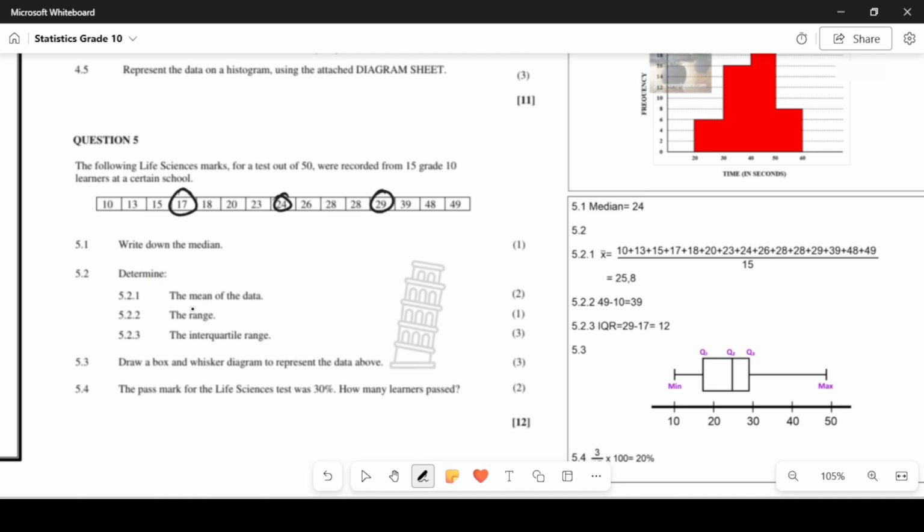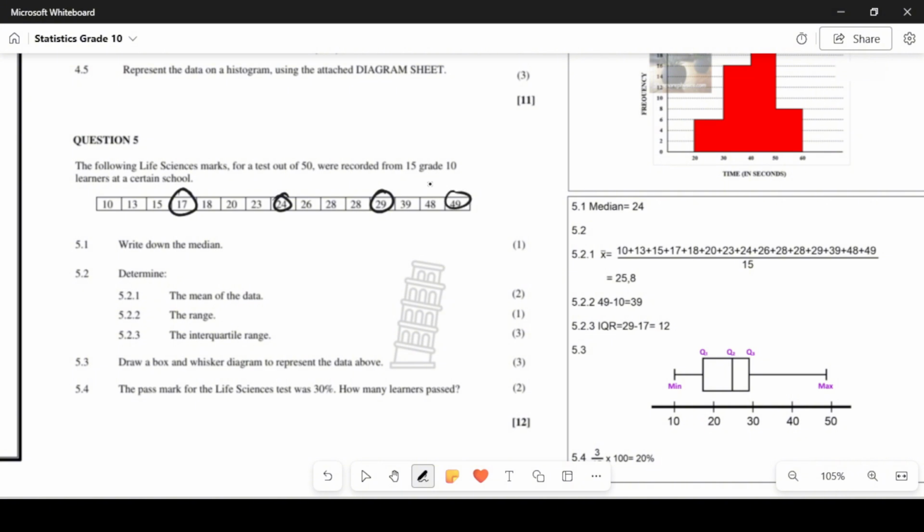To determine the mean of the data, add all of the data points together, divided by the number of datum, which should be 25,8. So what's that one value that represents all of these values here? It's 25,8. Most of the values are around that region. That's why we have 25,8.